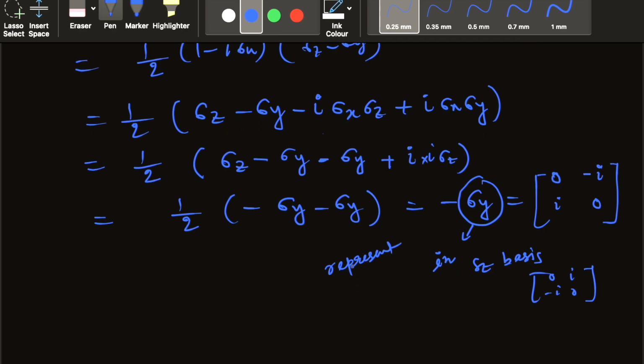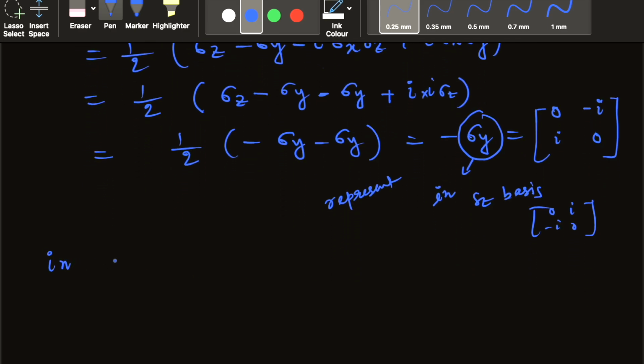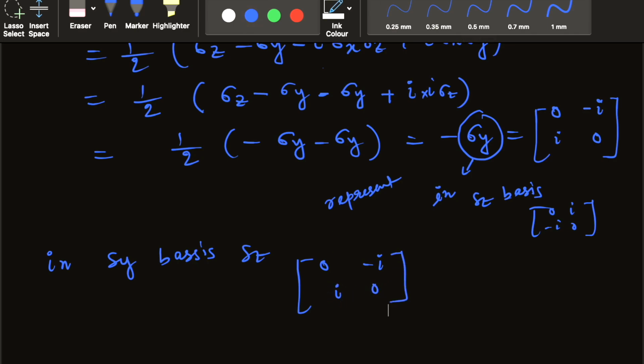So that means in sy basis, sz will be 0 minus i, i 0. So we have solved part B of question 24. Now we will solve question number 25.